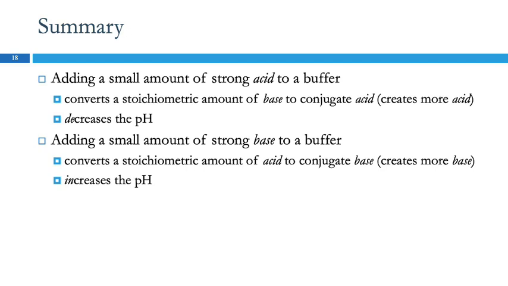So, summary. If you add a little bit of strong acid to the buffer, you're going to react a stoichiometric amount of the base and change it into the conjugate acid. So you're creating acid, so the pH is going to decrease. Now, that explanation is great, but you could also just say, well, if I add acid to something, the pH is going to go down, right? That's what's happening. It's just that the explanation in the middle is a little more complicated.